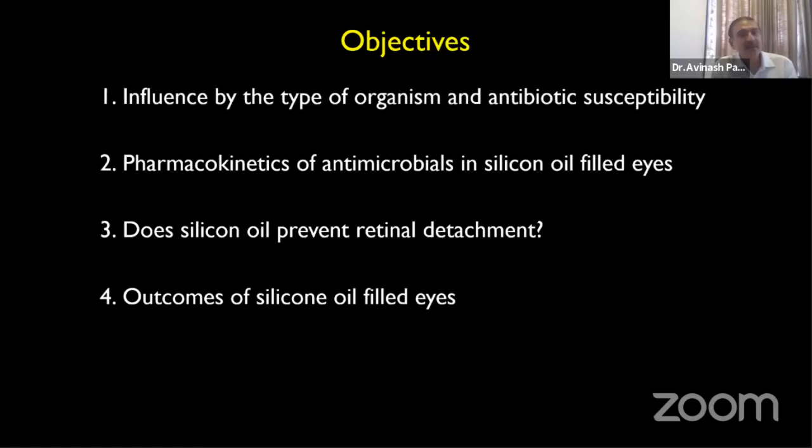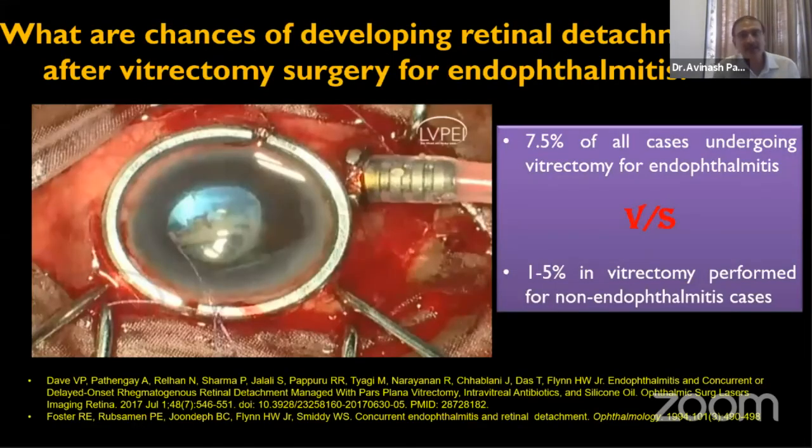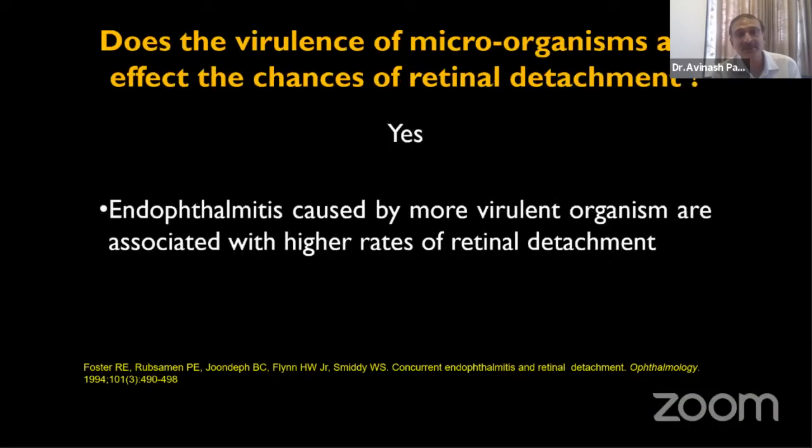With that, my third question is, does silicone oil prevent retinal detachment? We know that the 2 most important causes of retinal detachment in a patient with endophthalmitis are the extensive vitrectomy, especially where we are not able to see what's happening in the periphery, and the inflammatory milieu, which is so critical in creating peripheral breaks that we may not be able to see during routine surgical manipulations. Also, endophthalmitis is mainly caused by highly virulent organisms, like the gram-negative ones, where there is a higher chance of retinal detachment.